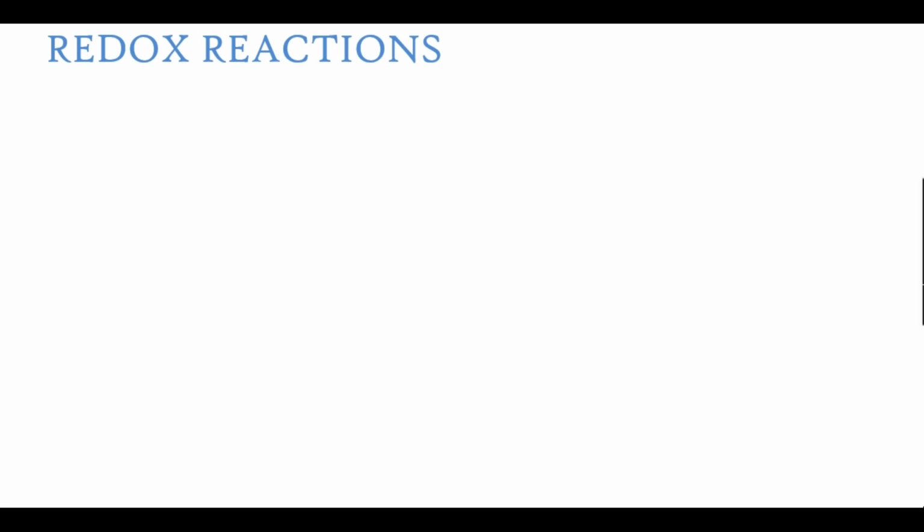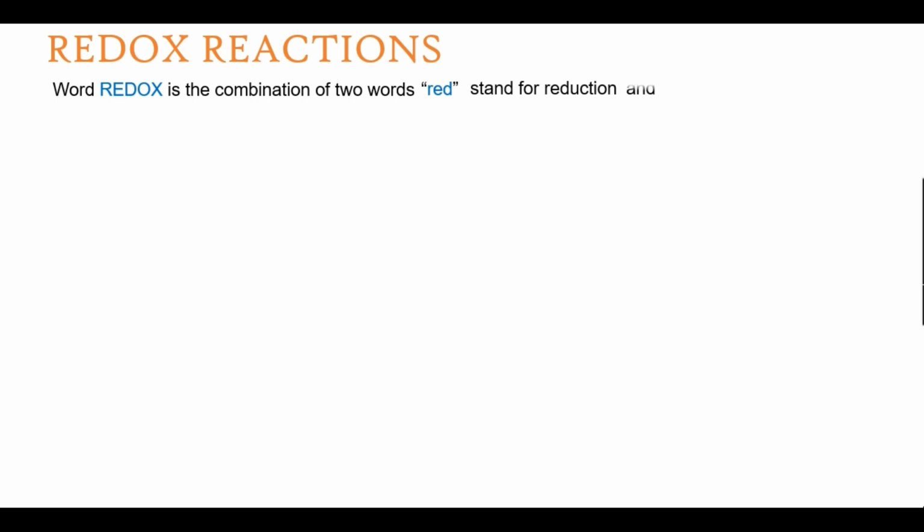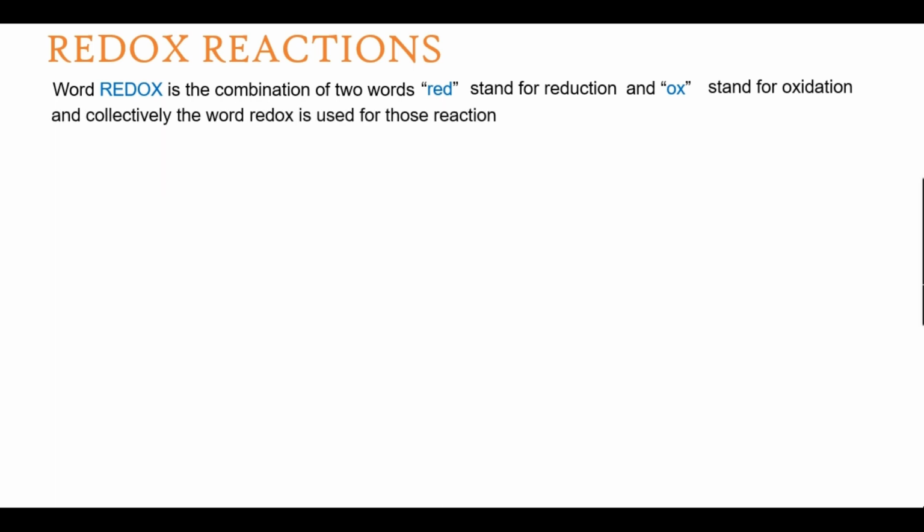So what is the redox reaction? So the redox reaction is actually a combination of two words, red and ox. Red stands for reduction, whereas the ox stands for oxidation. So when we combine these two, we get a meaningful sentence that we can say: a reaction in which both oxidation and reduction reactions take place side by side.